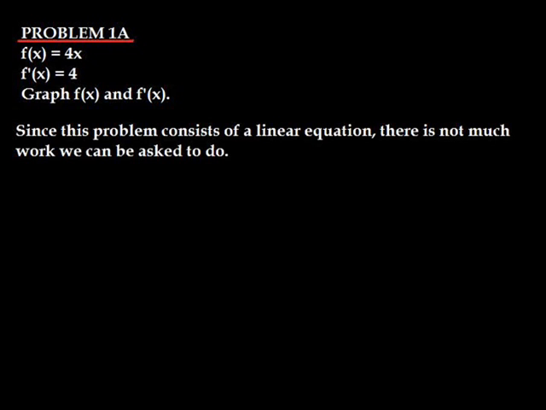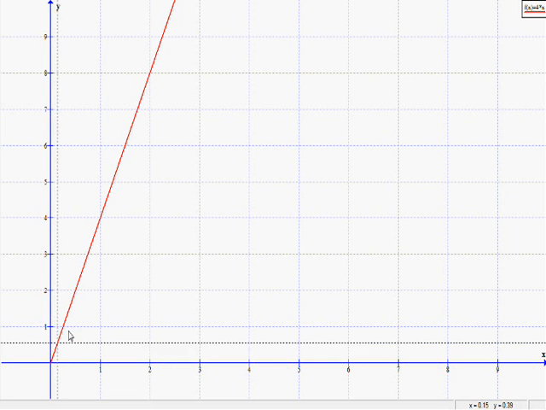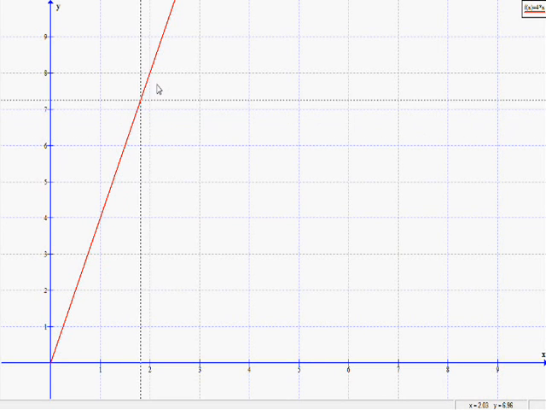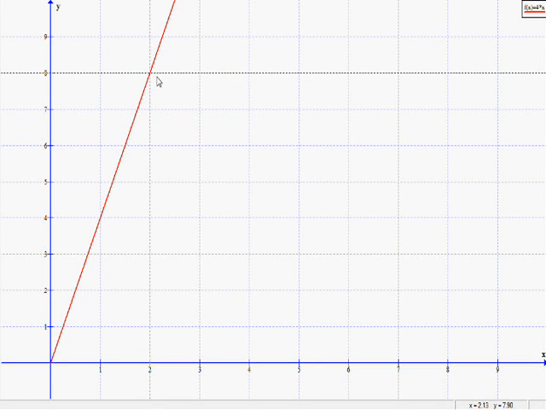This problem is a linear equation, and its derivative is just a constant, so there's not really too much we can do here, but this is just a good starter. Alright, so you can see here we already have plotted the function for x. At x equals 1 we have y equals 4, and at x equals 2 we have y equals 8. That's the result of plugging 1 or 2 into f of x.